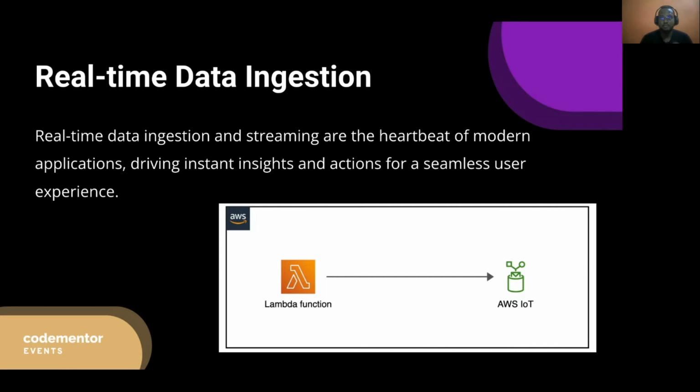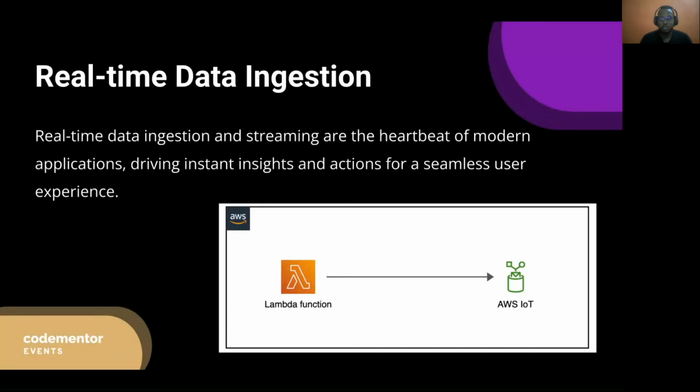Or a social media application. You want the message to come quickly without refreshing. So this is streaming in action. This is also real time, right? So it is the heartbeat of modern applications. It drives instant insight and actions for a seamless user experience. So in our own use case, we're moving the data we got to the Lambda function down to AWS IoT Core.